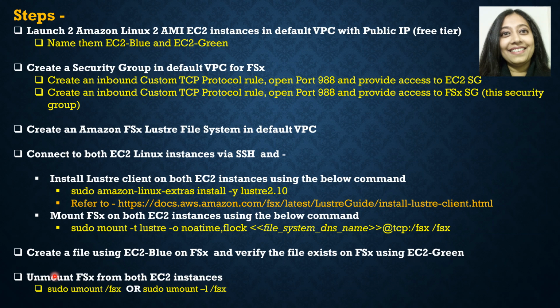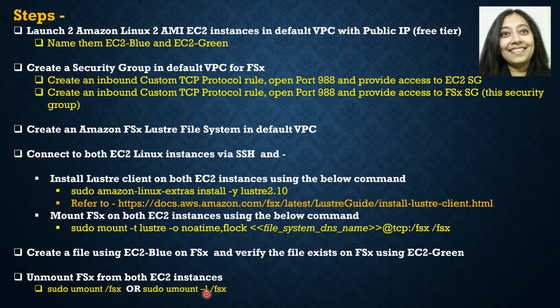And finally, we will unmount FSx from both the EC2 instances. Now, you could use sudo umount to unmount FSx. Sometimes this particular command gives an error. If you get an error like target is busy or something like that, then just add -l in between, and you should be able to unmount the file system easily.